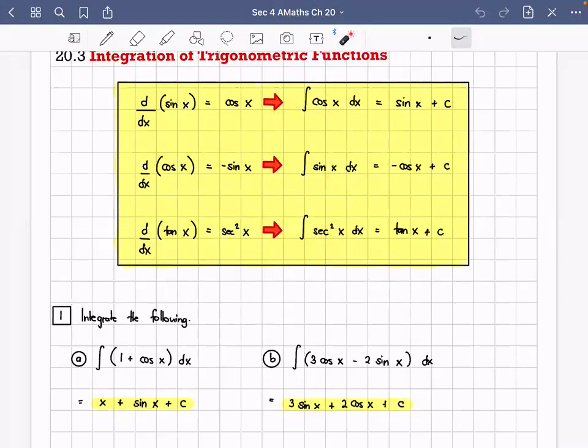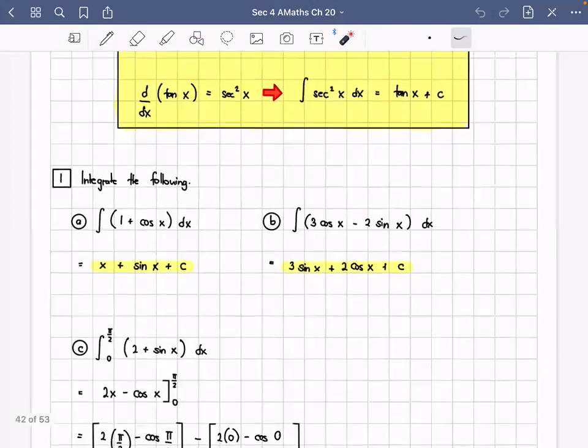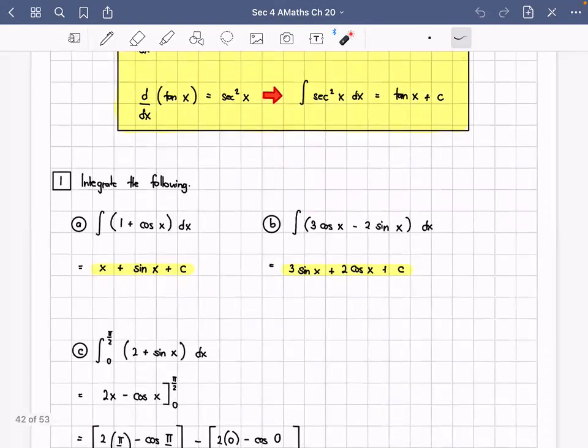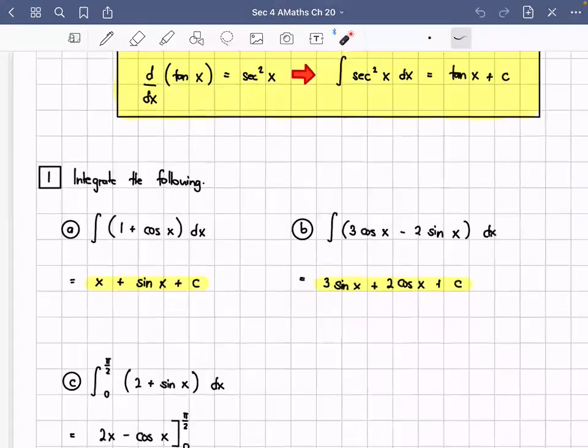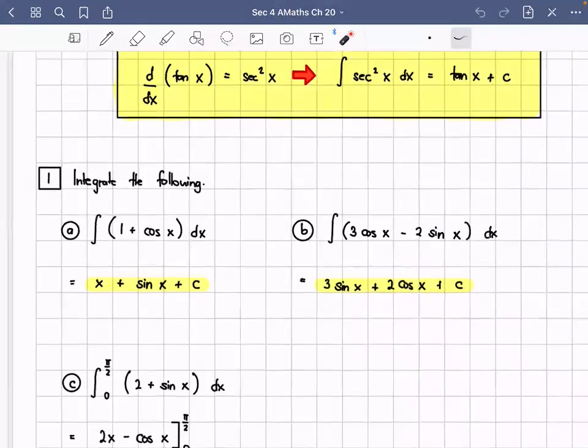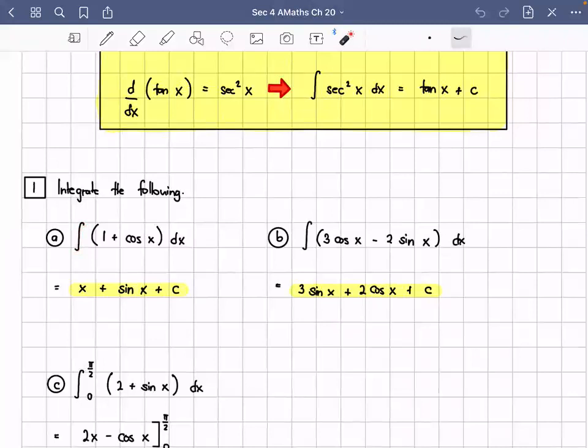Now, let's have some examples. Let's try out some questions. Let's have number 1, integrate the following. So we have letter A: 1 plus cosine of x. So how do we integrate this? So basically, integrate each of this.